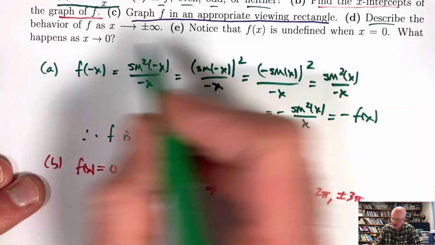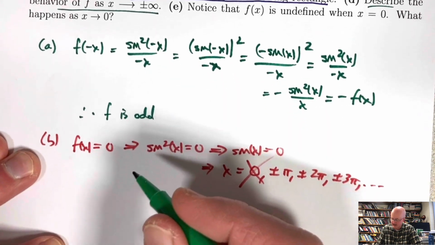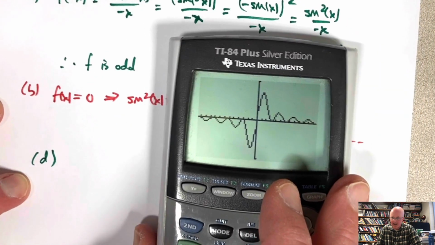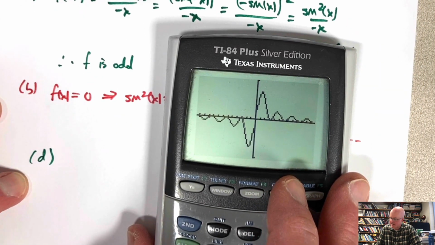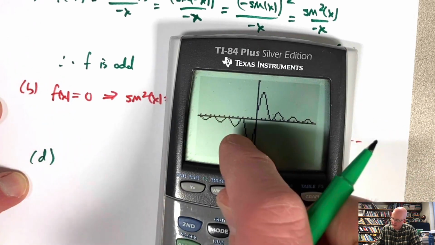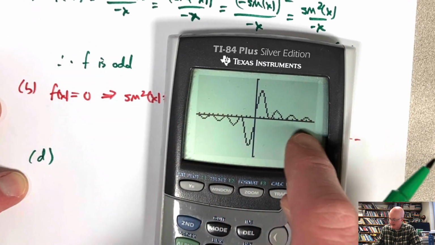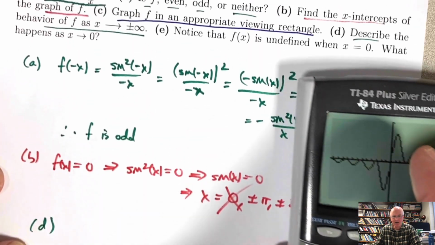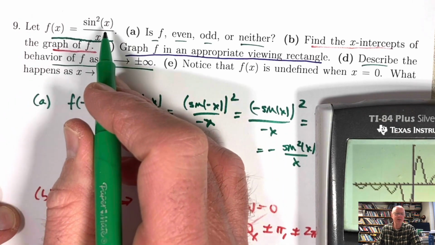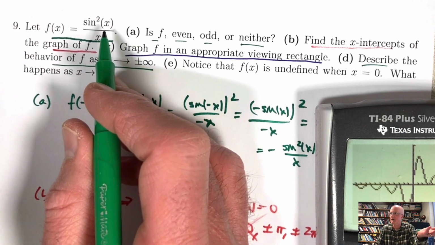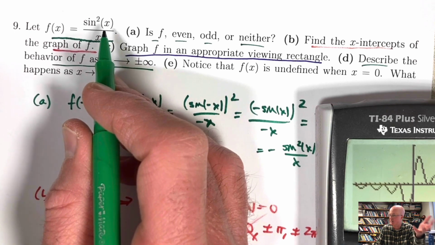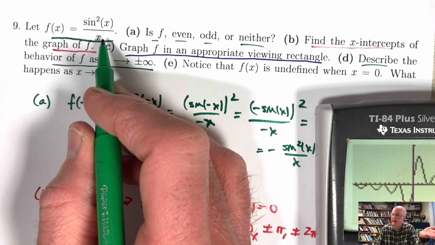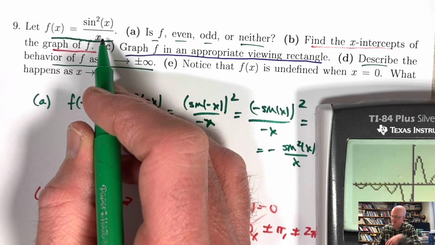Part D, describe the behavior of this function as x goes to plus or minus infinity. We saw the graph look like that. What happens to this graph as x keeps going to the right forever and ever or to the left forever and ever? These oscillations seem to be getting smaller and smaller. In fact, if you think about it, sine of x is always between -1 and 1, and so sine squared is always between 0 and 1. This thing over x has always got to be between, I guess, plus or minus 1 over x.